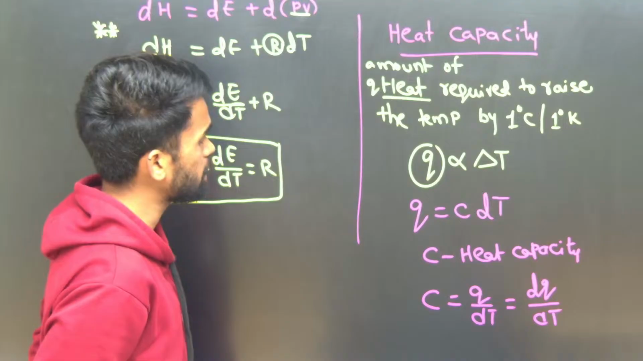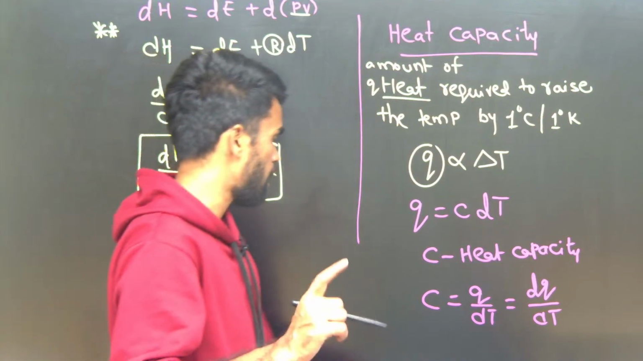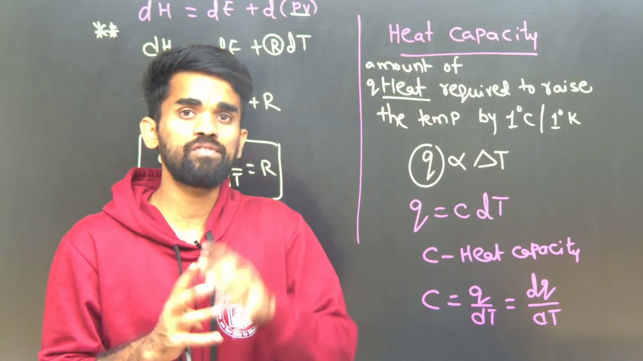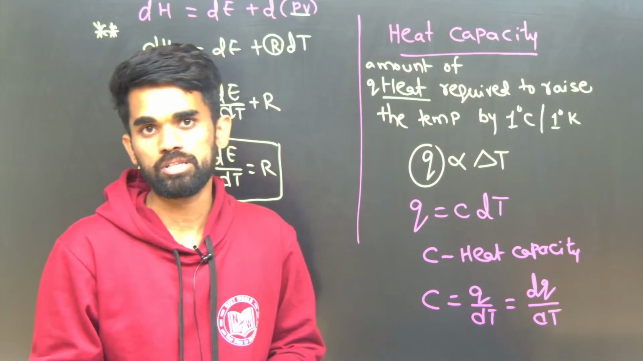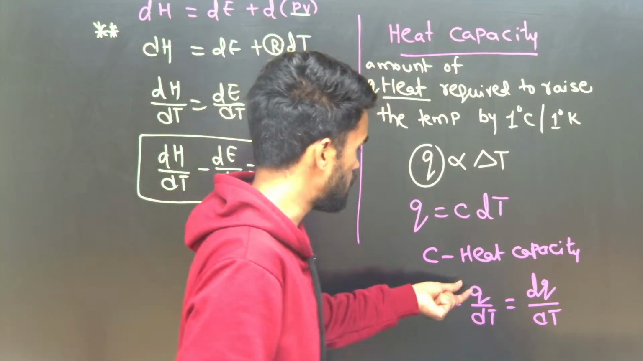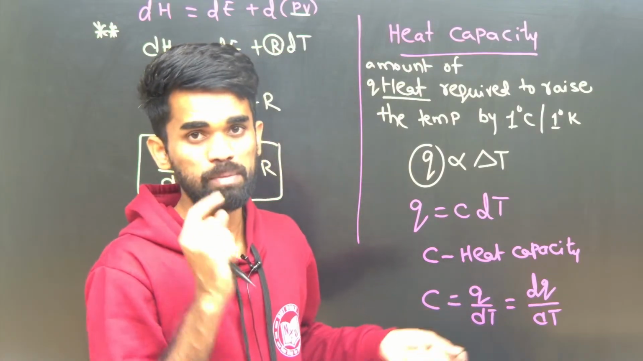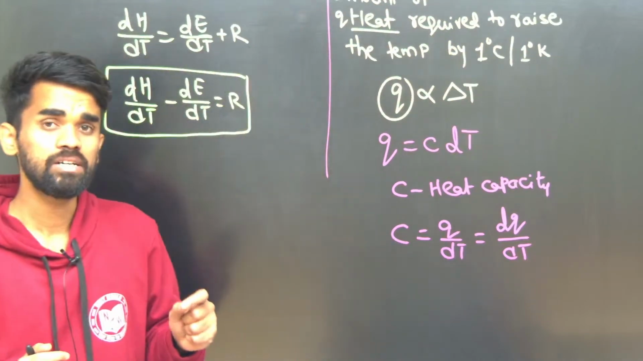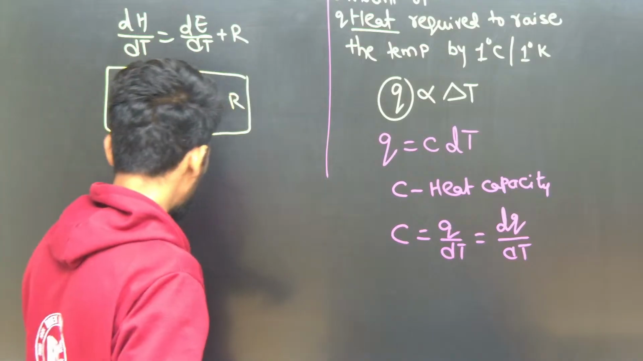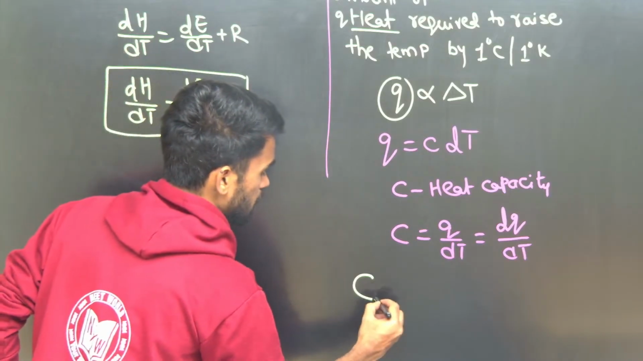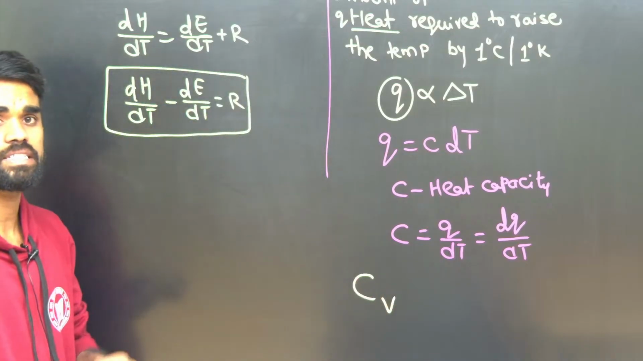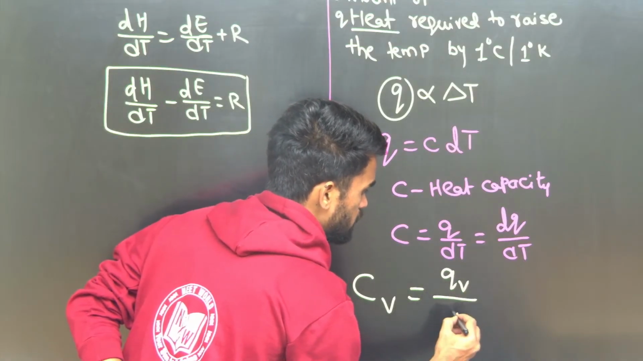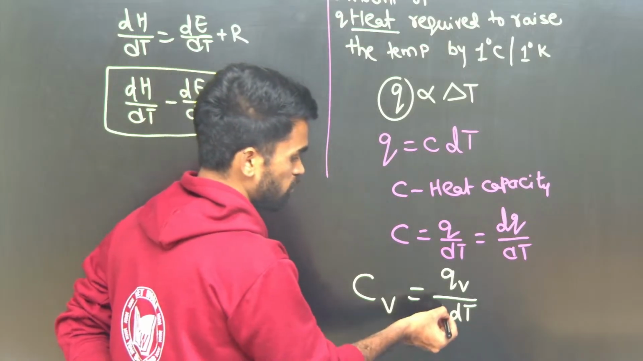If I say this heat capacity for 1 gram of a substance, you should call it specific heat capacity. If you are saying this for 1 mole of a substance, you should call it molar heat capacity. What is specific heat capacity? Heat capacity expressed for 1 gram of a substance, and molar heat capacity means heat capacity expressed for 1 mole of a substance. Now heat capacity can also be expressed at constant volume. If you are expressing this at constant volume, it means the heat content of the system at constant volume per change in temperature, measured for 1 mole of the substance.